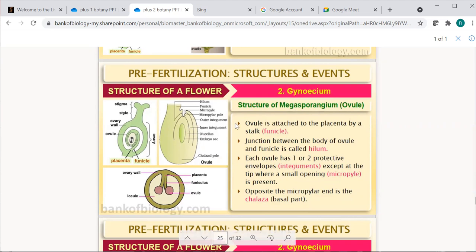Each ovule has one or two protective envelopes, which are called integuments. It has an outer integument and an inner integument. There is one small opening, the micropyle, which is present. And opposite to the micropyle is the chalazial part, the chalaza, which is the basal part.